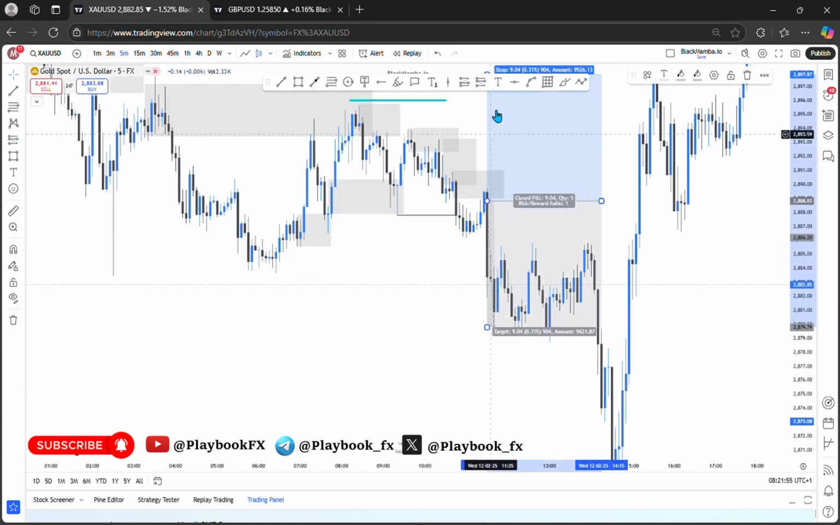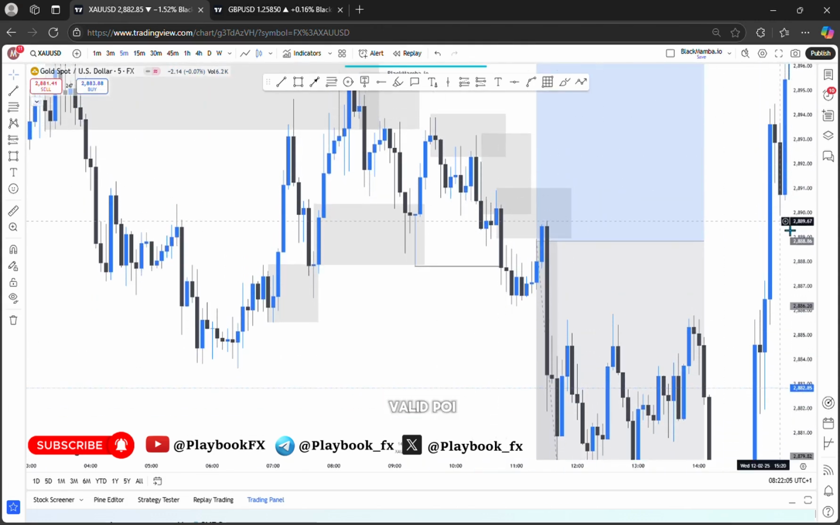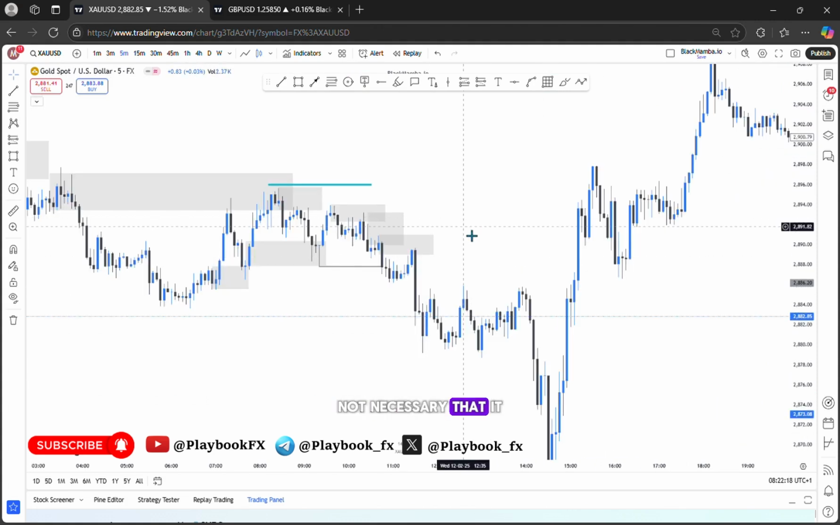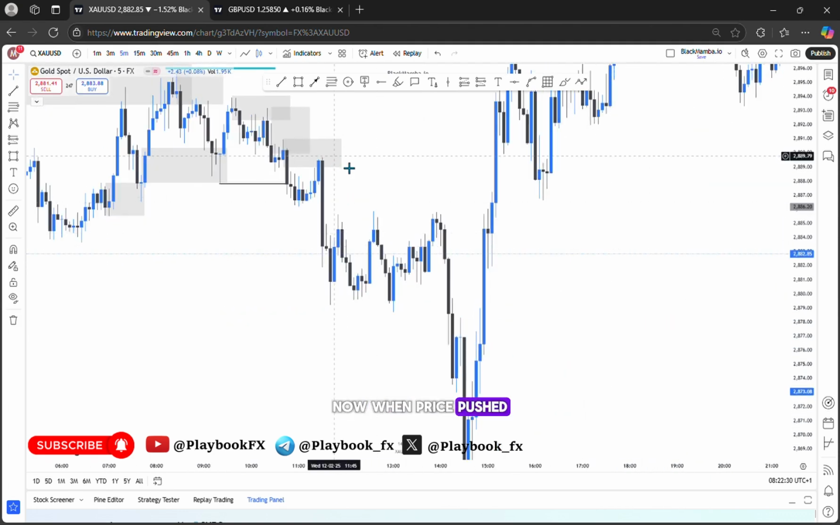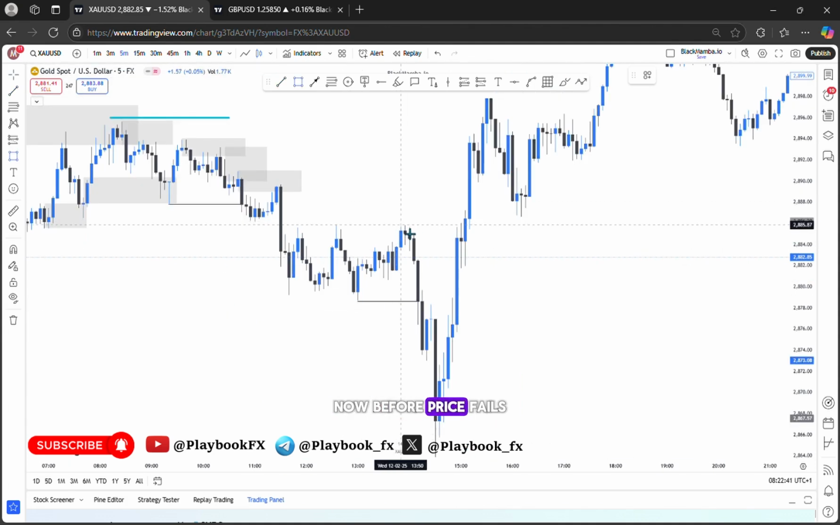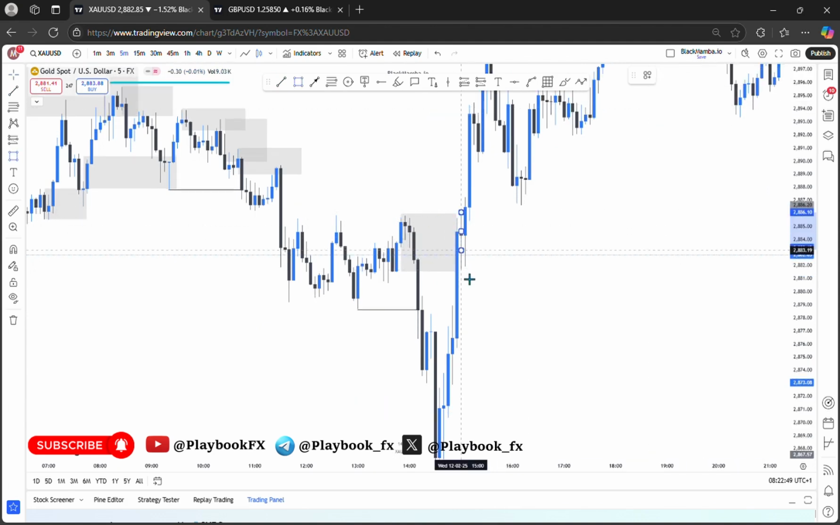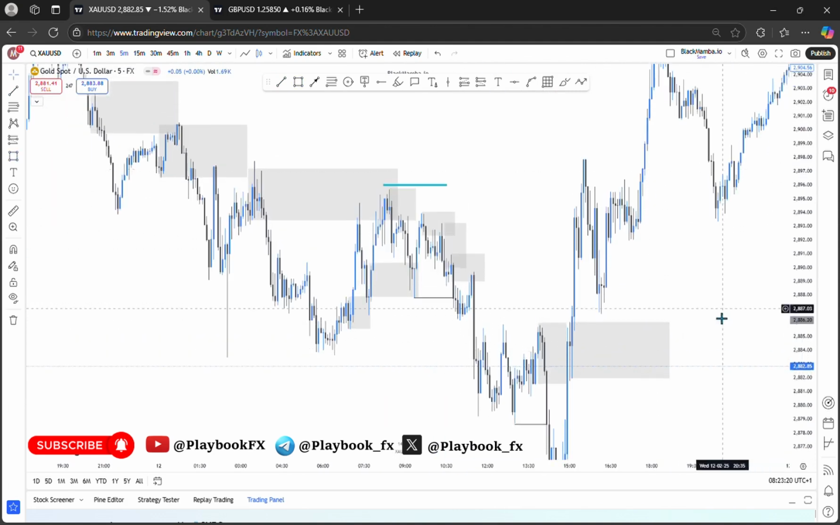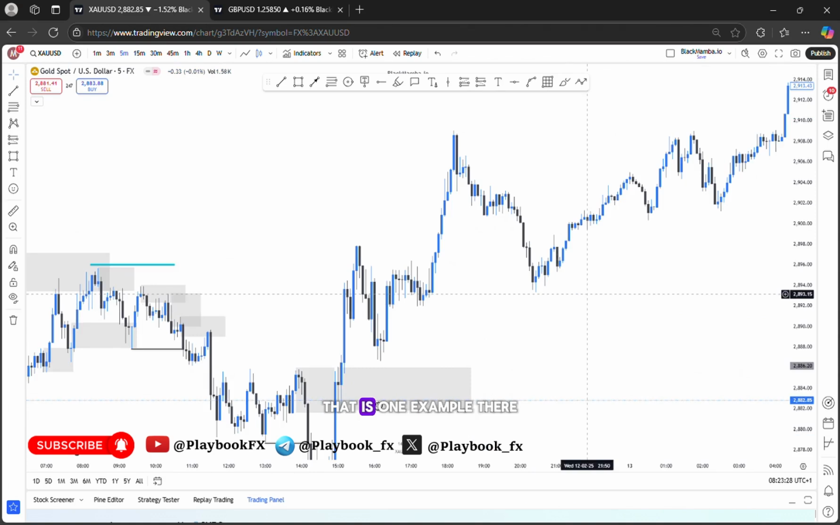This is one flip zone here. It has an inducement. There was a little bit of fair value gap here, so this was a valid POI. It's not necessary that it has to have a fair value gap and inducement, but for your setup to be high probability, you want it to have an inducement and a fair value gap. Now when price pushes to the downside again, you can see we have a break of structure here again. Before price filled this level, we had a little bit of reaction. This reaction is a flip zone. You want to look for that other block that failed, a supply or a demand. That will be your flip zone. That is one example there.